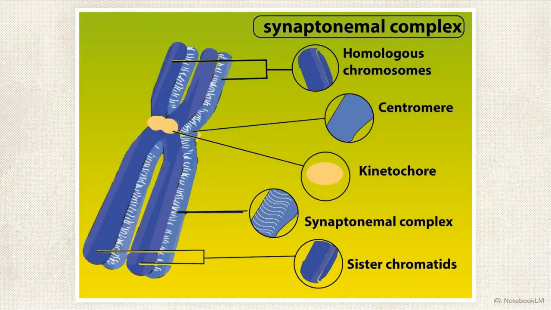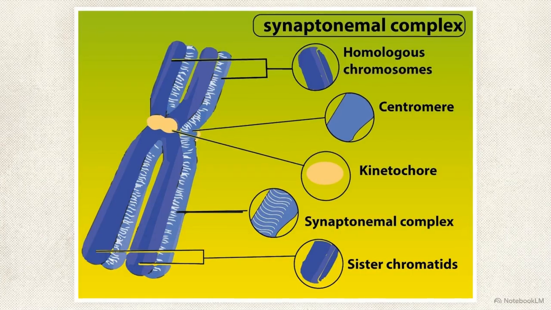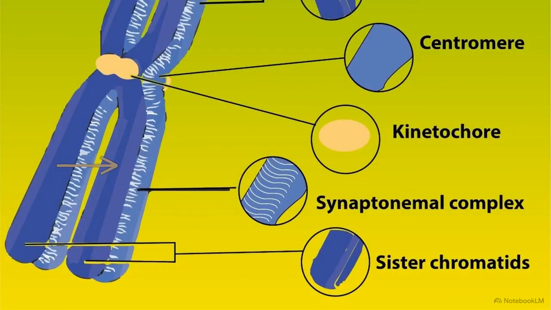Here is a bivalent diagram. Crossing over is defined strictly as exchanging genetic material between non-sister chromatids of homologous chromosomes, one maternal and one paternal. This exchange is facilitated by the synaptonemal complex during the Pachytene stage of prophase 1.